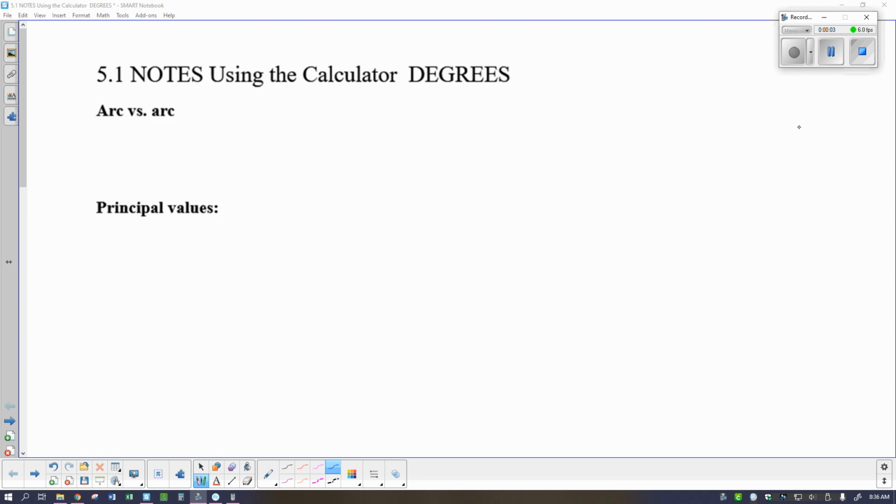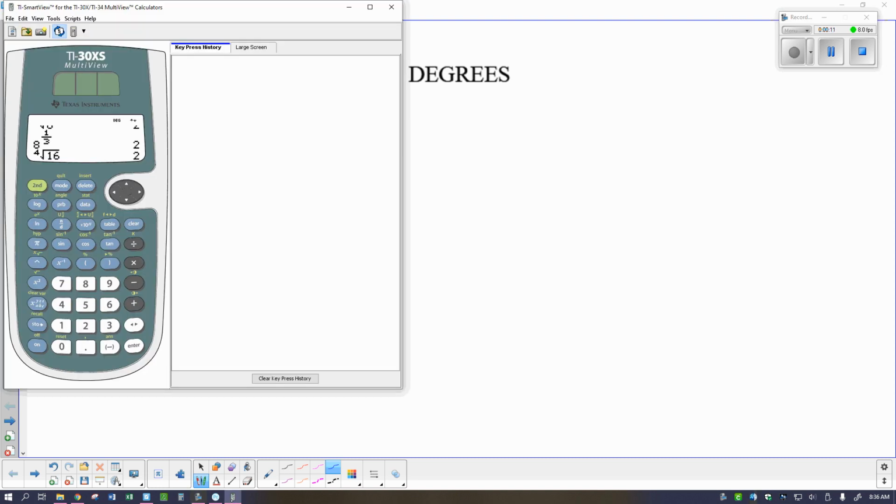All right, take out your 5-1 notes using the calculator degrees. So before we even get started with taking notes, I wanted to show you how to do this on a specific calculator. If you take a look at this specific calculator, some of you have this one, but I want to turn it to degrees. So what you'll do is you'll click on mode and then arrow over depending on which one you want. Do you want radian? Do you want degrees? Once you have the one you want, you press enter and then clear. And then as you can see up here, it says degrees, and that's what you want.